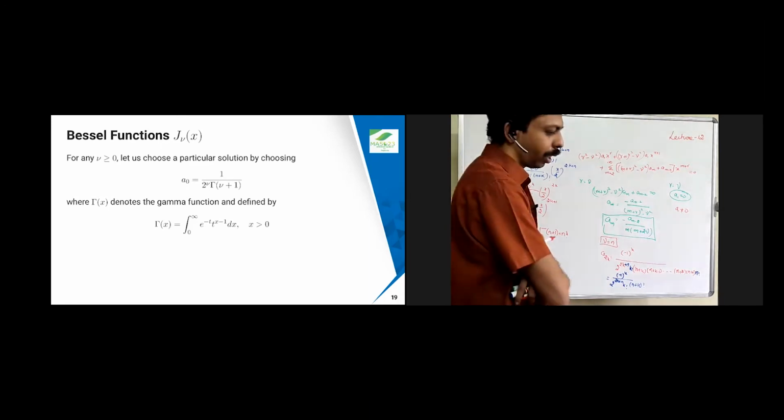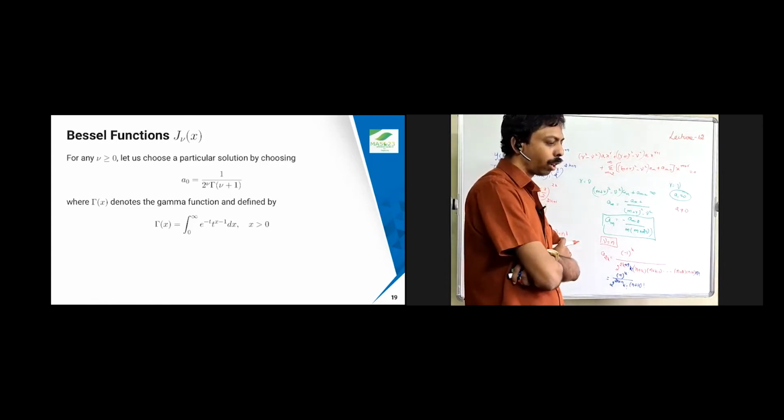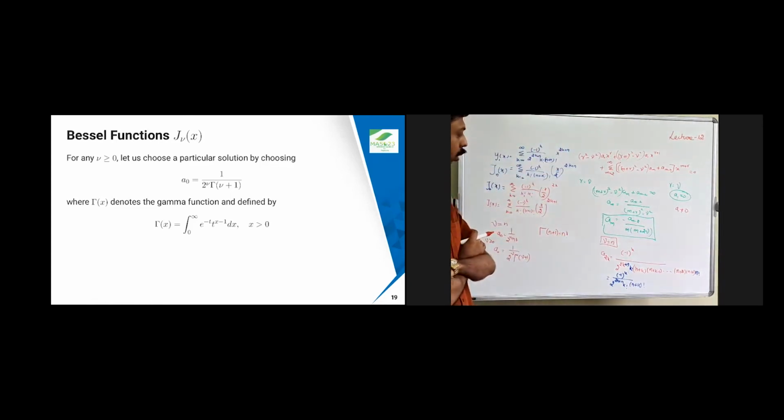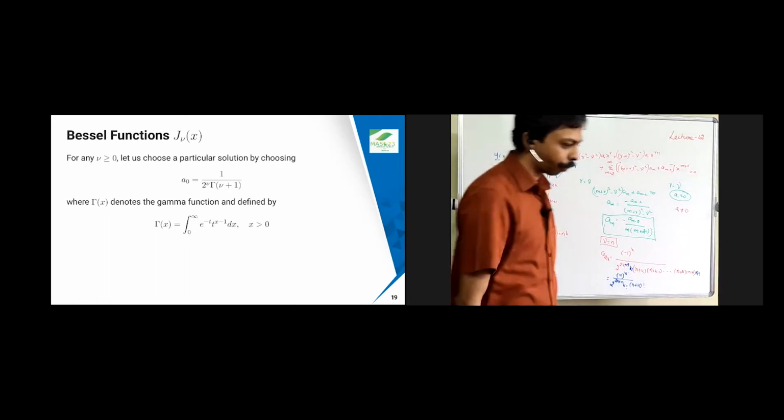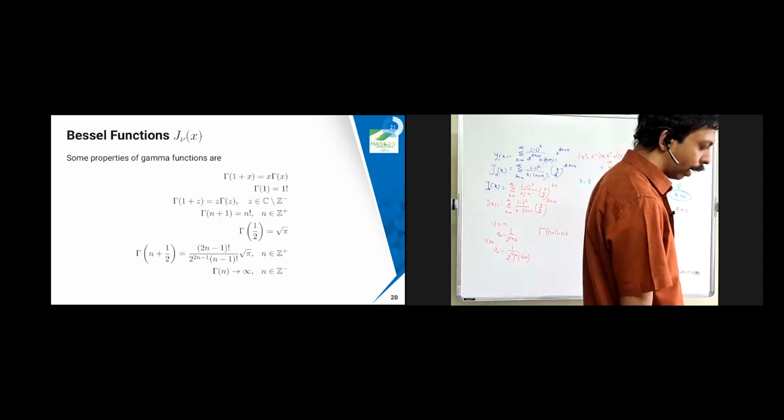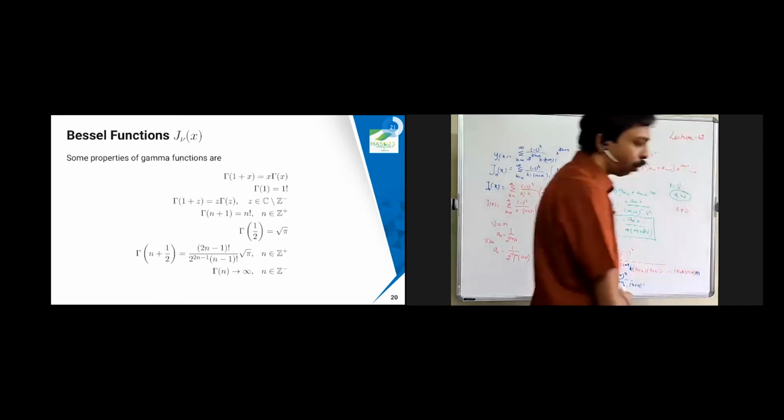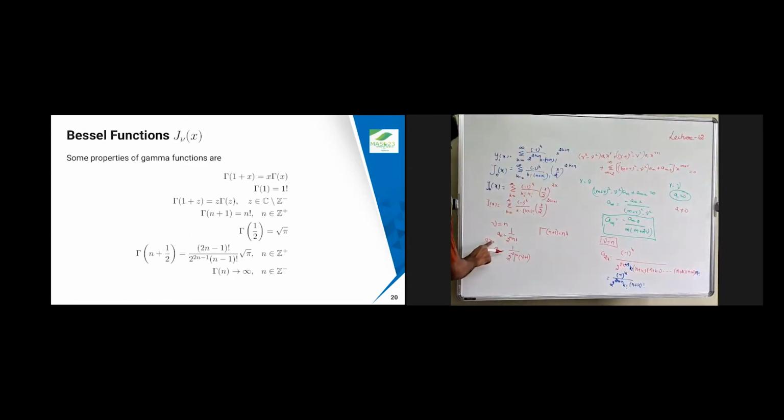Gamma function is defined in this way: gamma of x equals the integral from 0 to infinity of e power minus t into t power x minus 1 dt, x greater than 0. So gamma of 1 is going to become 0 factorial, and so nu greater than 0 we are going to deal with. So this is nu greater than 0, not nu greater than or equal to 0. So we are going to take that.